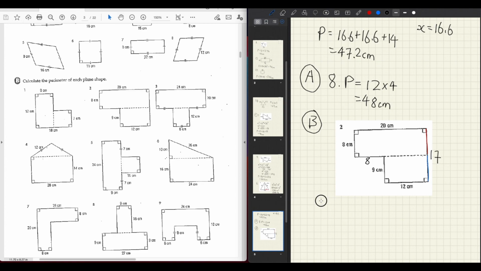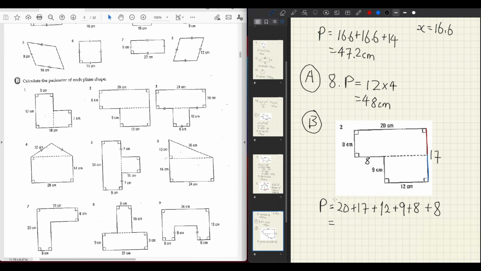Alright, so the total perimeter is equal to 20 plus 17 plus 12 plus 9 plus 8 plus 8. Now normally, just to double check, make sure that the number of sides you're adding is equal to the number of numbers you have here. So you have 1, 2, 3, 4, 5, 6. Do I have 6 numbers? 1, 2, 3, 4, 5, 6. All right, so we have the same number of numbers, so we haven't missed out on any of the sides.